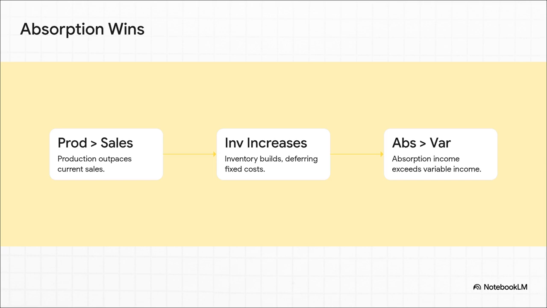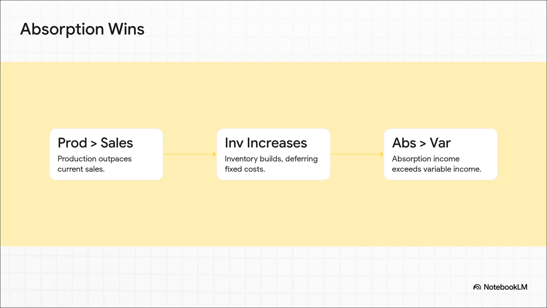When production is greater than sales, the company is basically building up its inventory. Step by step, here's what happens. Because inventory increases, some of the fixed manufacturing costs incurred this period get absorbed into those unsold units. They're deferred. This means they park themselves on the balance sheet inside ending inventory instead of hitting the income statement right away. Meanwhile, variable costing is still stubbornly expensing all of those fixed costs immediately.